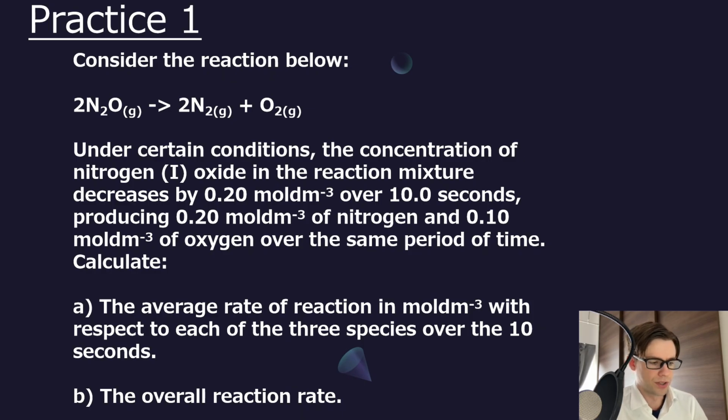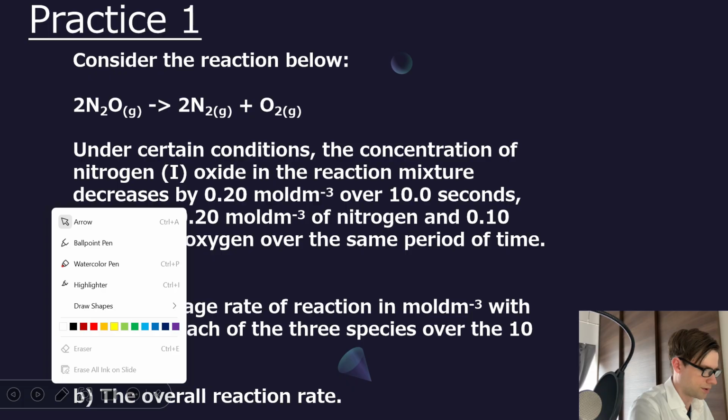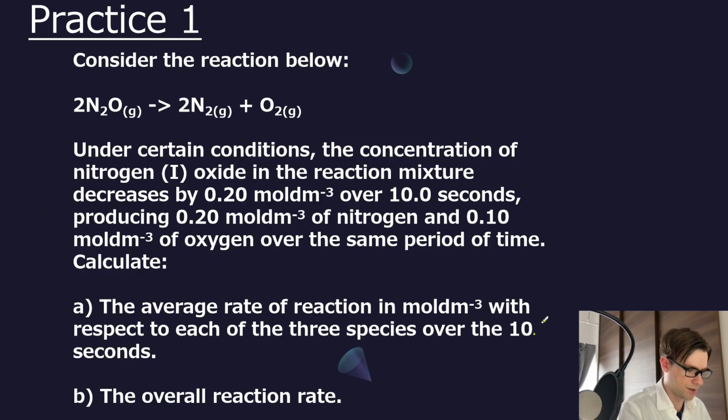Okay, so under certain conditions, the concentration of nitrogen 1 oxide in the reaction mixture decreases by 0.2 mole per decimeter cubed over 10.0 seconds, producing 0.2 mole per decimeter cubed of nitrogen and 0.1 mole per decimeter cubed of oxygen over the same period of time. Calculate the average rate of reaction in mole per decimeter cubed with respect to each of the 3 species, 1 starting material, 2 products, over these 10 seconds. And we will do 10.0 just to make sure we have enough sig figs.